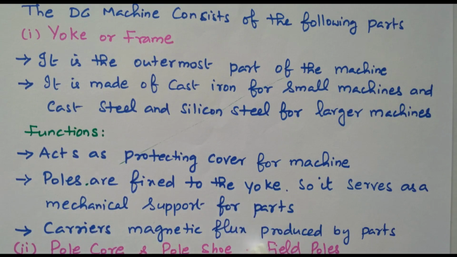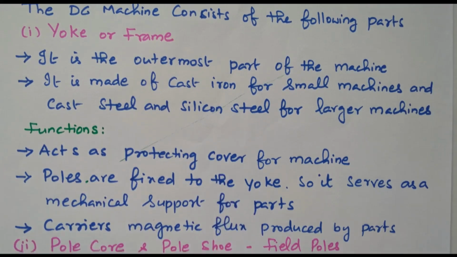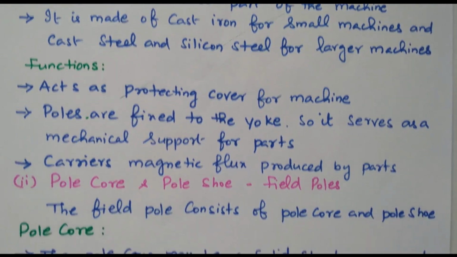It carries the magnetic flux produced by the poles. When the winding is given, during excitation the flux is produced. So this yoke also carries the magnetic flux. Part of the flux produced is carried by this yoke. That is the function of this yoke or frame. Next, we will go to the pole core and pole shoe.